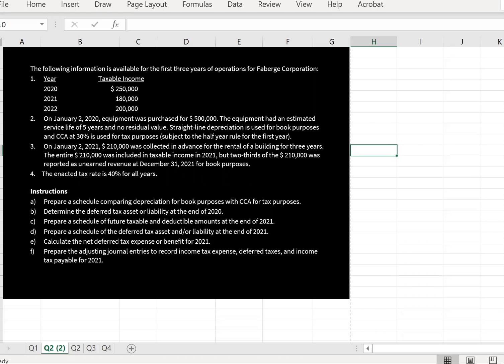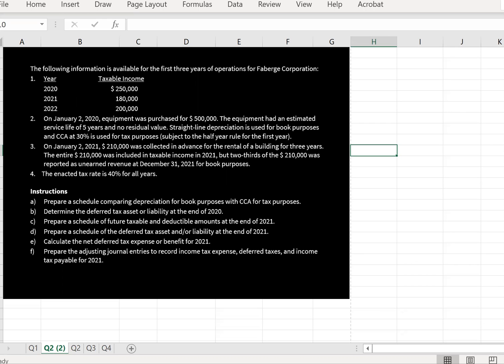Number 3, on January 2nd, 2021, $210,000 was collected in advance for the rental of a building for 3 years. The entire $210,000 was included in taxable income in 2021, but 2/3 of the $210,000 was reported as unearned revenue at December 31st, 2021 for book purposes. And the enacted tax rate is 40% for all years.